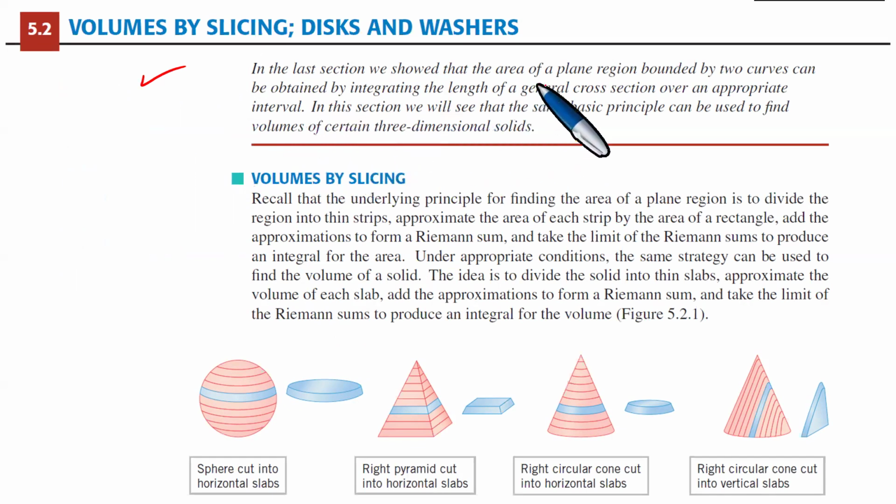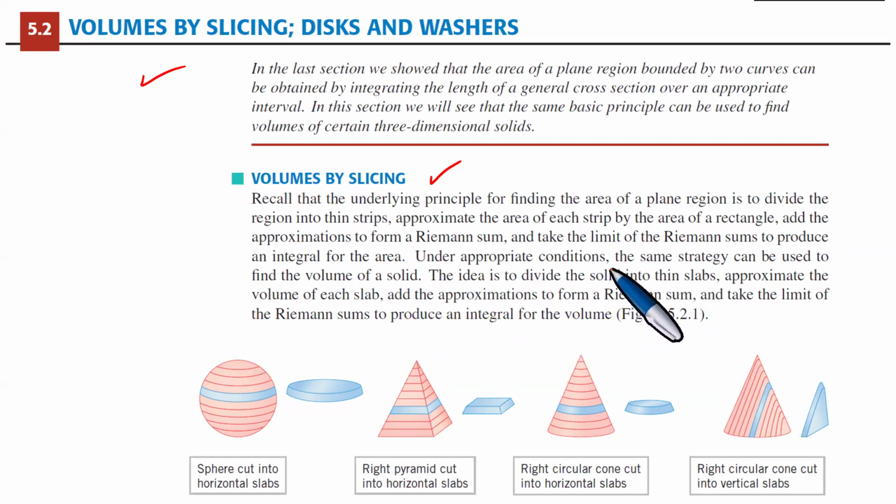In the last section, we showed that the area of a plane region bounded by two curves can be obtained by integrating the length of a general cross-section over an appropriate interval. In this section, we'll see that the same basic principle can be used to find volumes of certain three-dimensional solids. Volumes by slicing. Recall that the underlying principle for finding the area of a plane region is to divide the region into thin strips, approximate the area of each strip by the area of a rectangle, add the approximations to form a Riemann sum, and take the limit of the Riemann sums to produce an integral for the area.